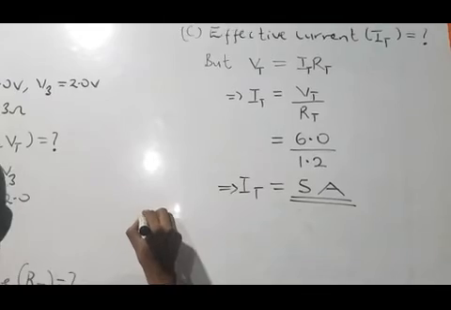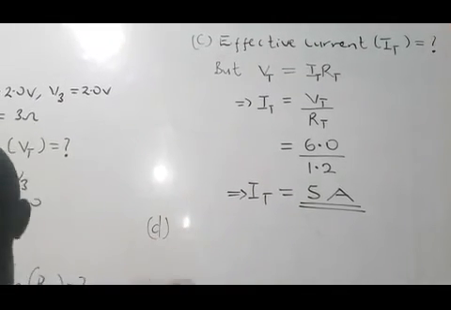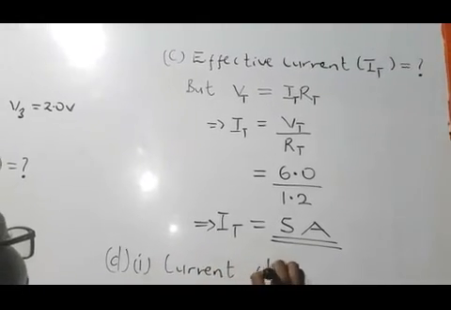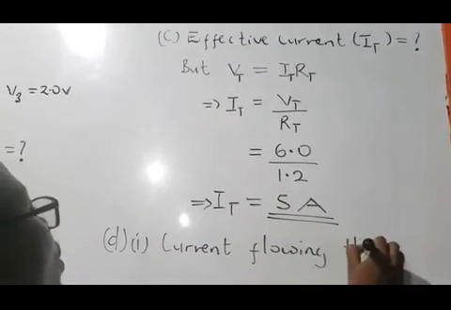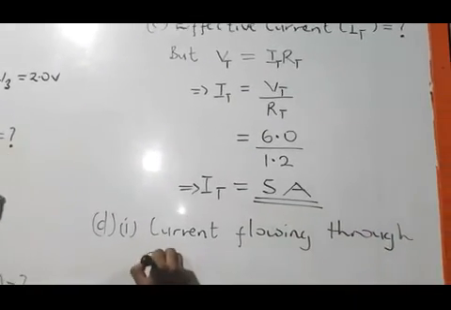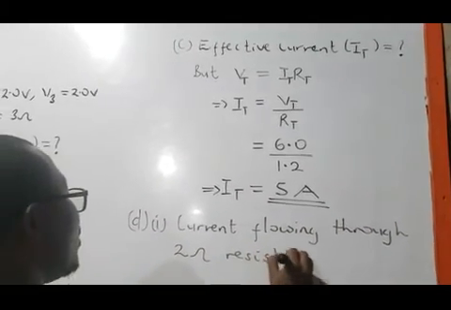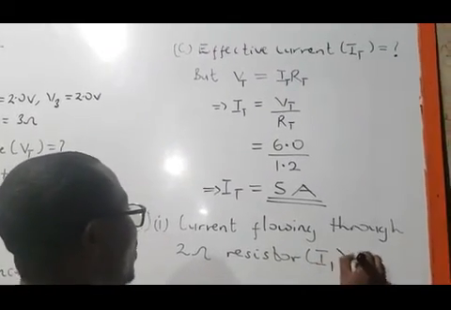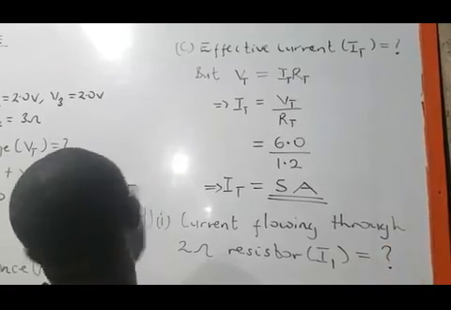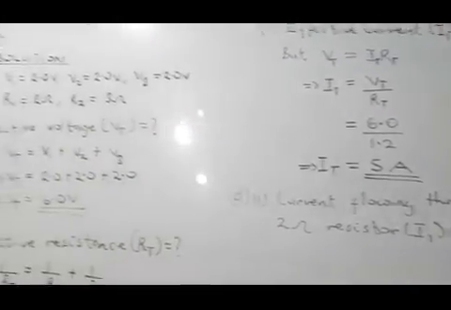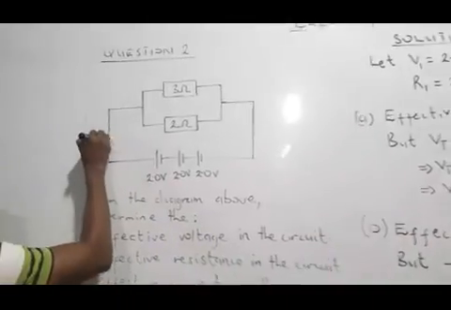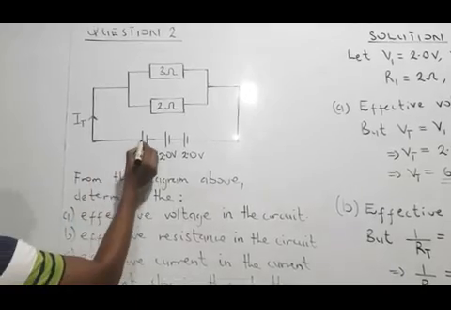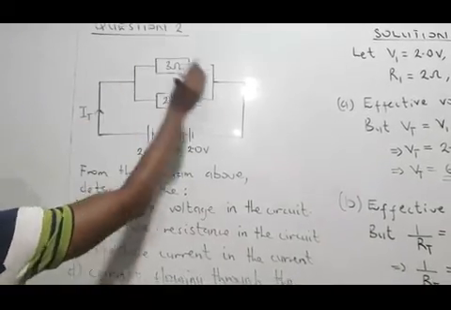Now the D: the current flowing through the 2 ohm resistor. Our 2 ohm, I label it as R1. So the current I'm also labeling as I1. If you look at the diagram, this is your total current. Don't forget, your current always flows from the positive terminal towards the negative.